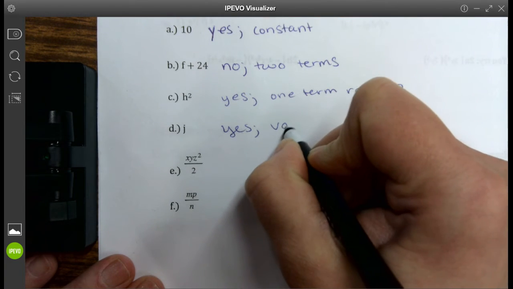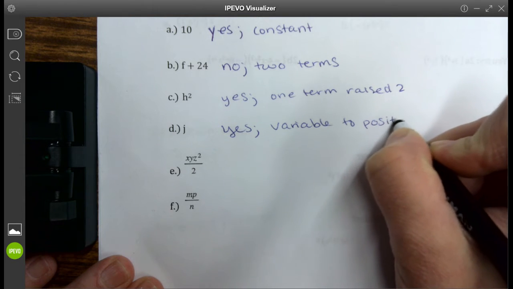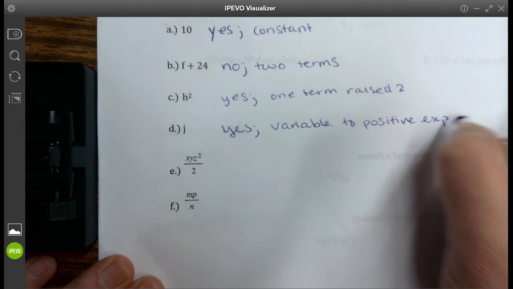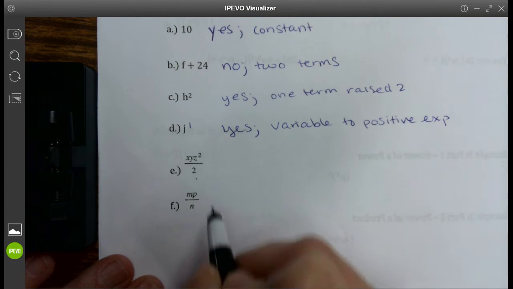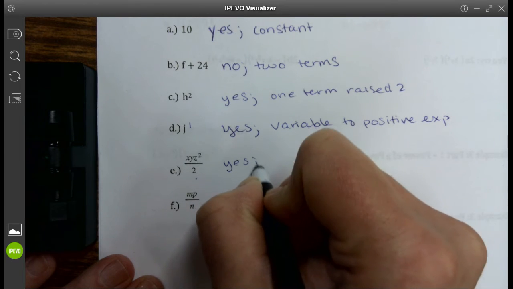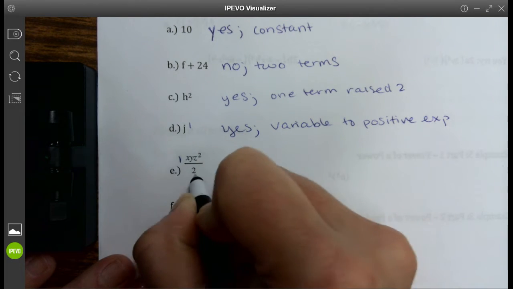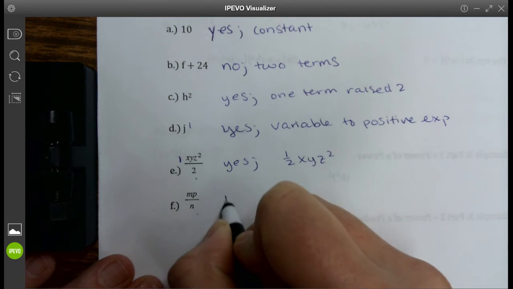Variable to a positive exponent. What's its exponent here? It's 1. It's divided by a number. This one's divided by a letter. So yes, this one is a monomial. This is technically 1/2. So it is a monomial.